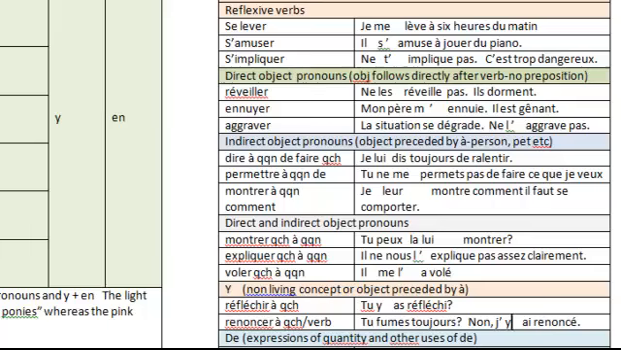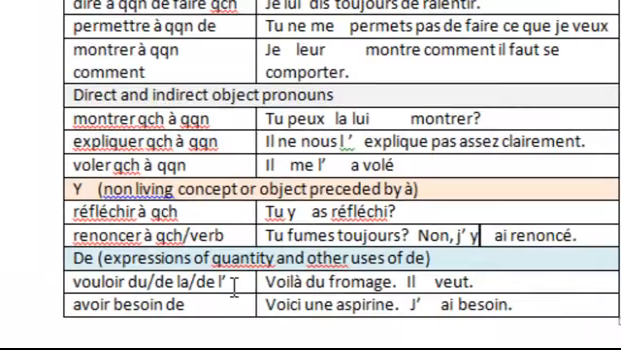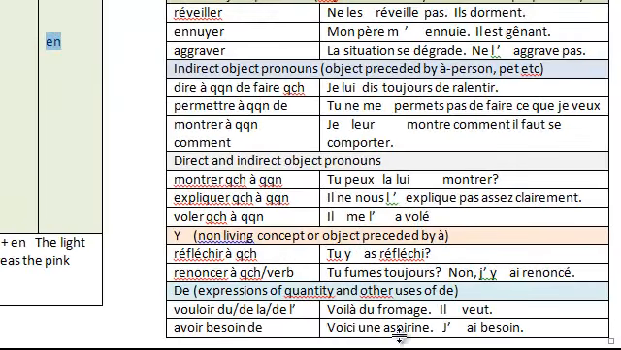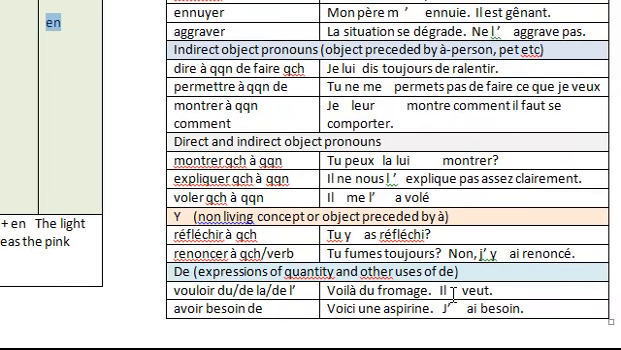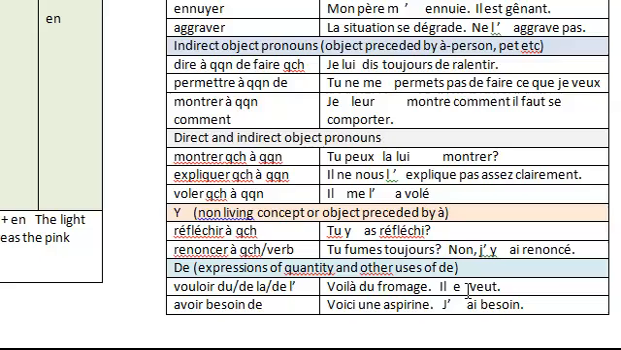Similarly, lots of verbs depend on de rather than à. So if you are asked, tu veux du fromage, du pain, du beurre, or whatever, you'd respond, if you wanted it, oui, j'en veux, with the en here. So, voilà du fromage, he wants some, il en veut, he wants some of it. Avoir besoin de, similarly. Voici une aspirine. J'en ai besoin. I need it. You'll need lots of practice to get these right every time, but just remember, learning language is a journey. It doesn't happen overnight.